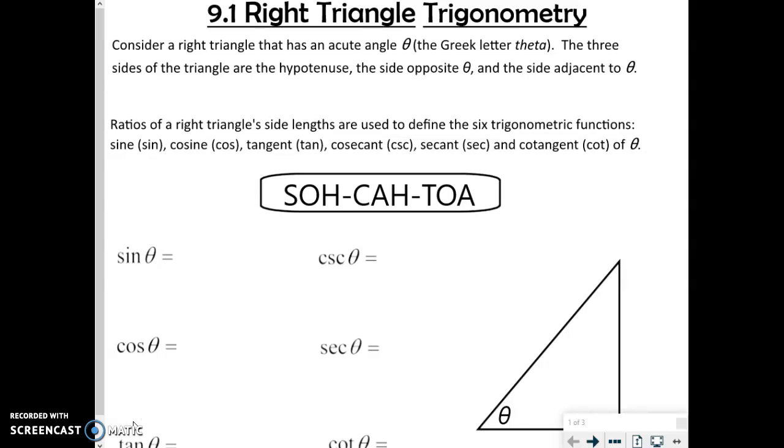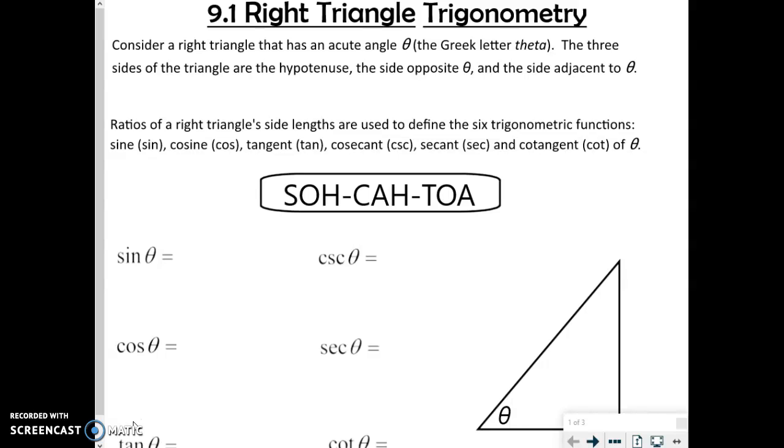A couple of things I have up here before we get started. It says consider a right triangle that has an acute angle theta. The three sides of the triangle are the hypotenuse, the side opposite theta, and the side adjacent to theta. So that statement is basically saying that everything in the triangle is in relationship to theta. Ratios of a right triangle's side lengths are used to define 6 trigonometric functions. Those are sine, cosine, tangent, cosecant, secant, and cotangent of theta.